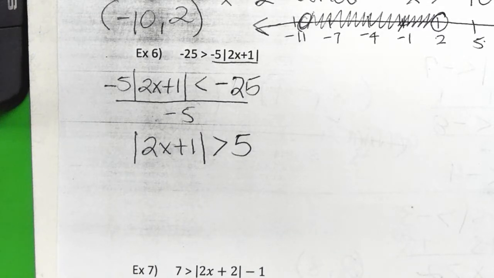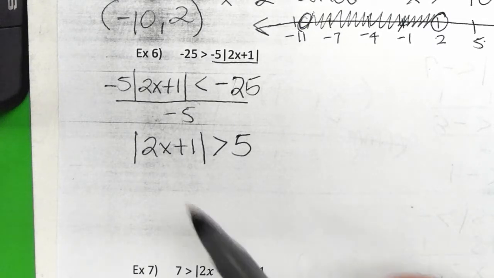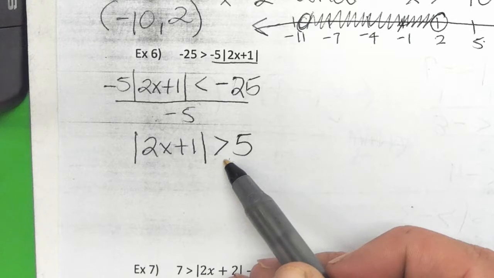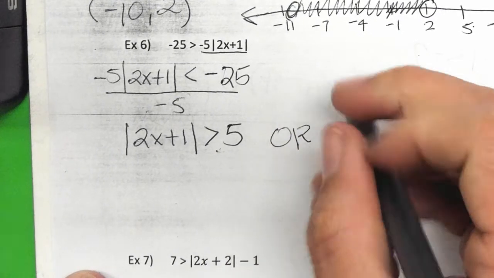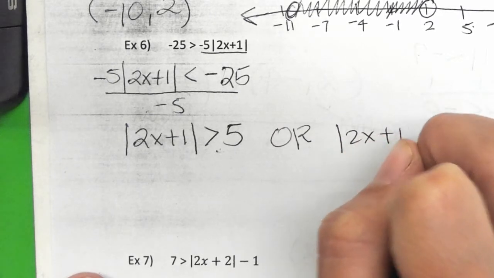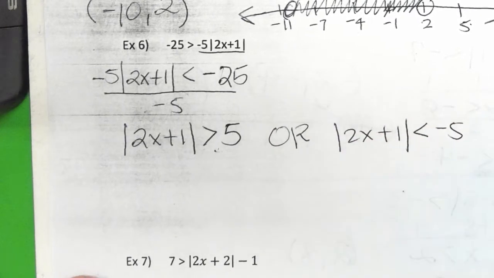Alright, so is this case 1? Yes, the absolute value is by itself. This is case 1. Before case 2, that inequality sign says what? Greater than. So it's or. Good. And case 2 would look like what? 2x plus 1 less than negative 5. Very good.